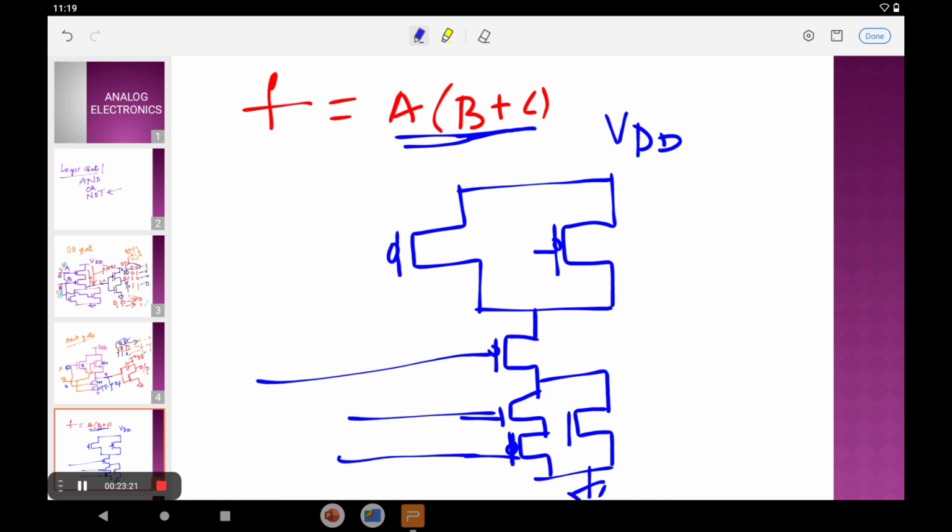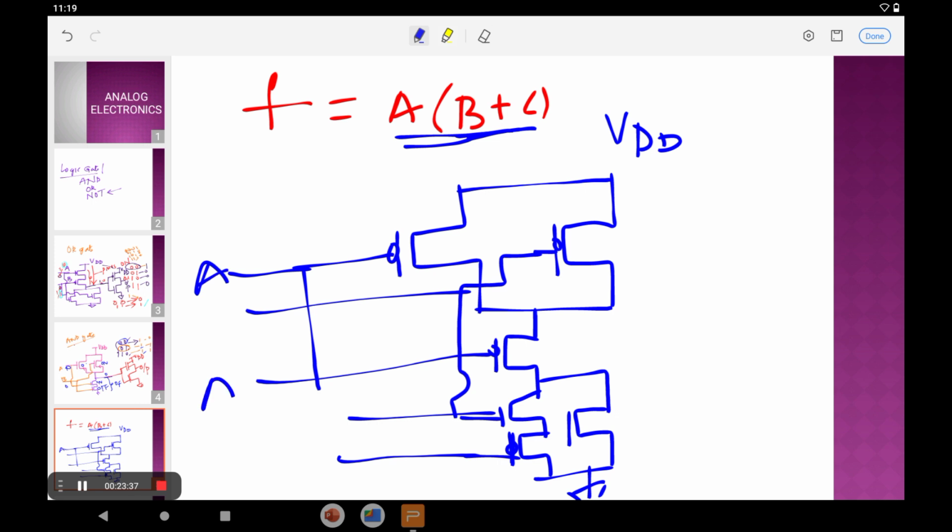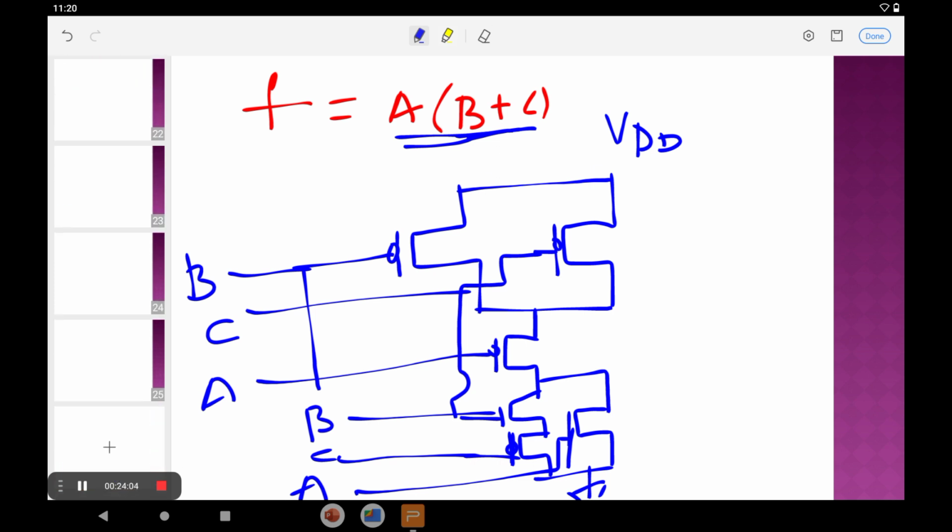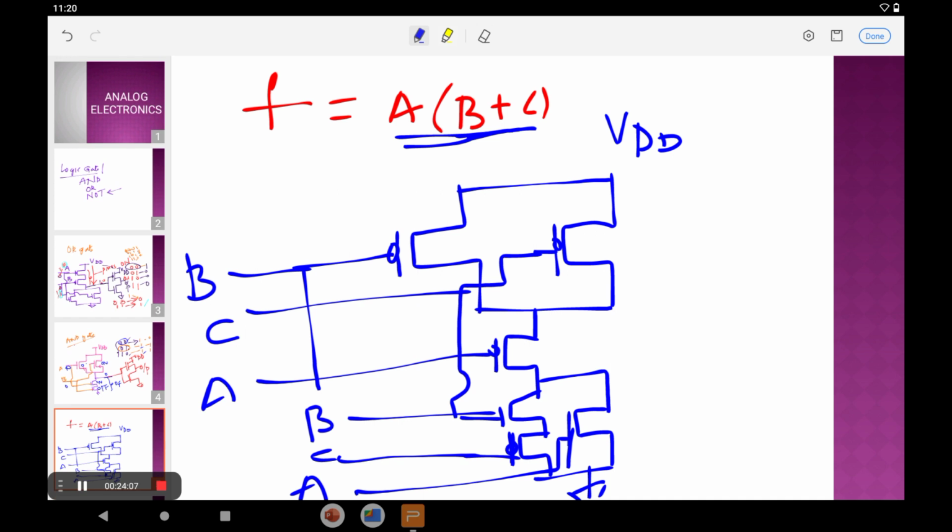So this is the circuit for the above function. Suppose you connect the inputs like this: this is A, this is B, and this is C, giving the function A into (B plus C). So any function can be realized with the help of CMOS circuits like this only. That is a very important observation here.